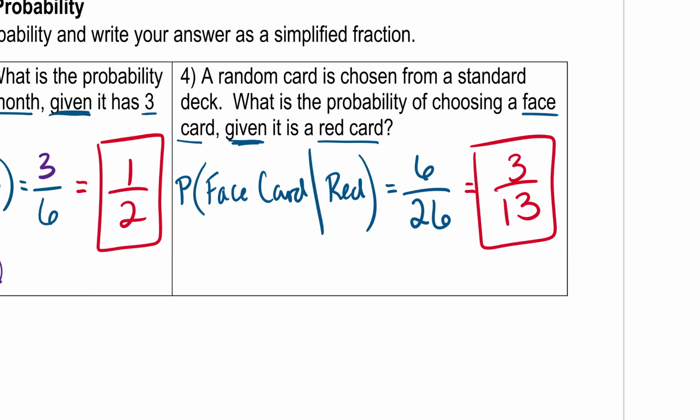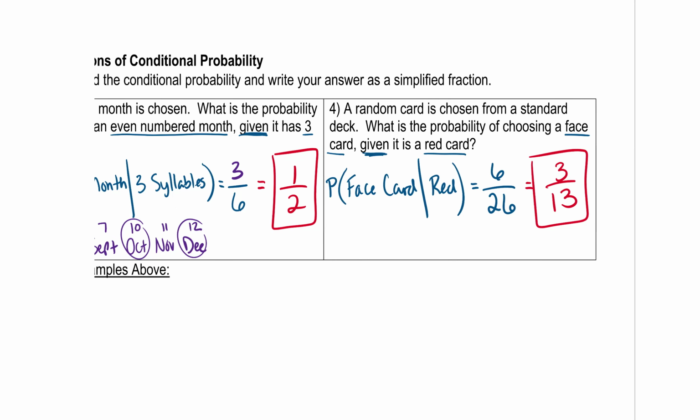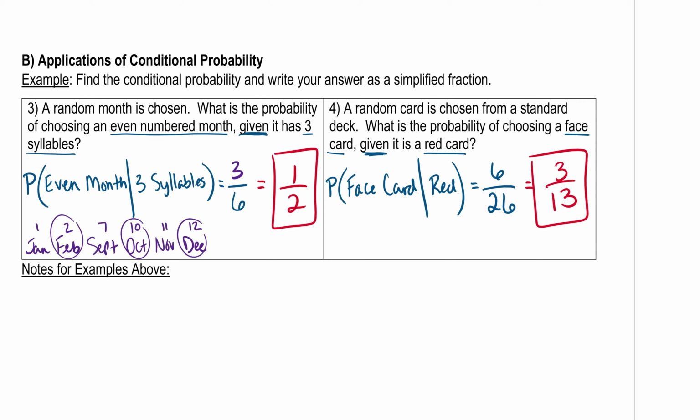And that's it for this part. It's the same thing as we just did, except we have word problems. Maybe a little more challenging. Again, though, you have to practice this stuff to get it.